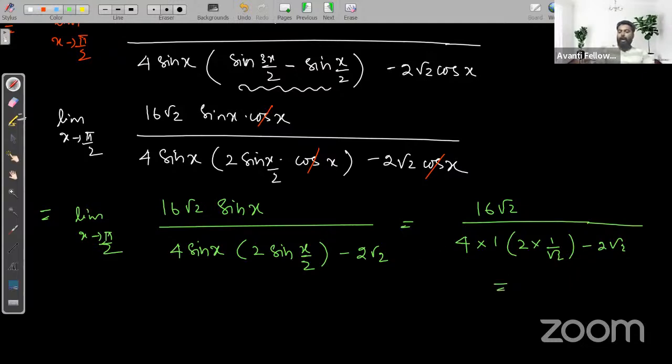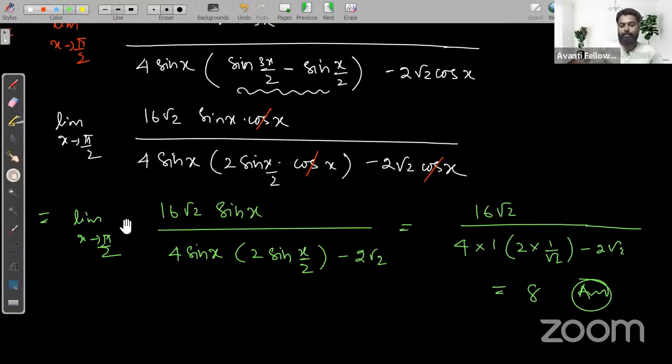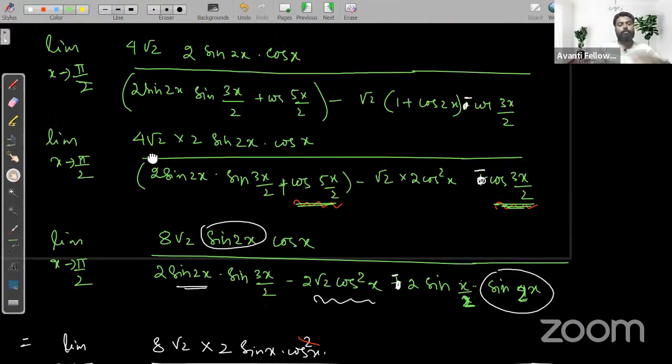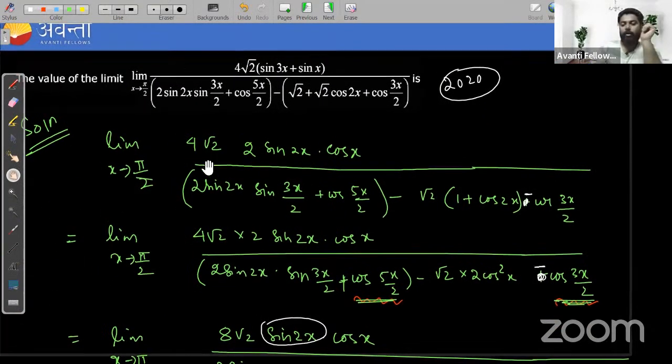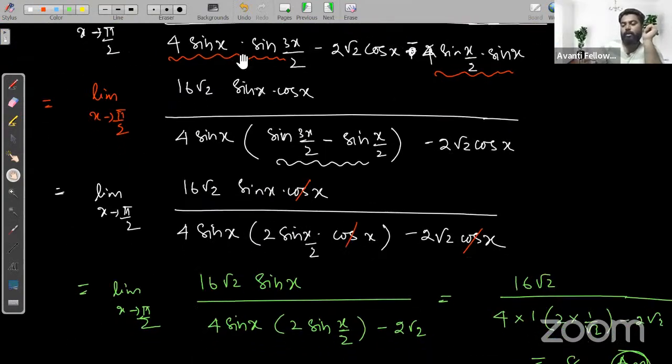So finally, the answer will be coming as 8. Sine of pi by 2 upon 2 is pi by 4, and sine of pi by 4 is 1 by root 2. Clear. So the answer is 8. This question came in 2020 and the answer is actually 8.